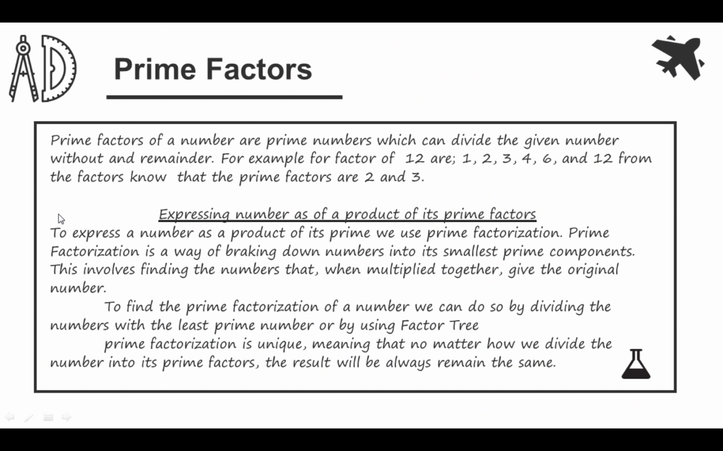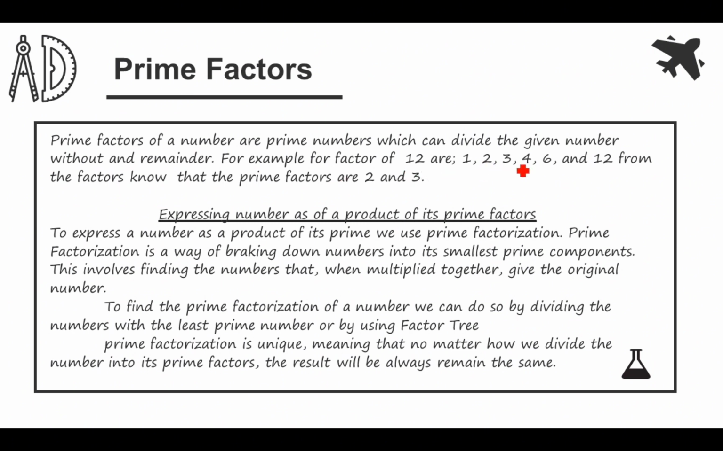Now we'll go over to the next subtopic: prime factors. We have explained prime numbers, we have explained factors. Now when you bring these 2 words together and ask what's prime factors, what does it mean? From our definition, prime factors of a number are prime numbers which can divide the given number without any remainder. This means that whenever we are dividing, the prime numbers that can divide the given number are identified as prime factors.